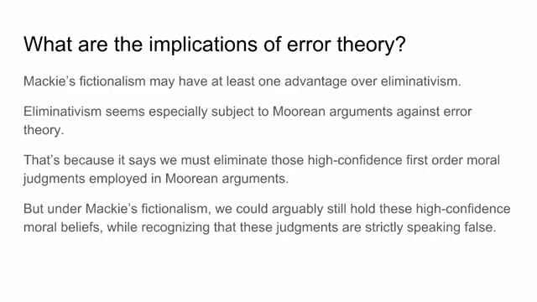But under Mackie's fictionalism, and fictionalism more generally, don't forget that we actually can carry on with moral discourse and we can carry on making moral judgments. We just have to know in the background that strictly speaking, they're all false. So what that means is that we could hold on to some of these high confidence judgments, for example, that torturing babies for fun is morally wrong. But what we couldn't hold on to is the judgment that it is true that torturing babies for fun is morally wrong. So there's a question here as to what degree fictionalism is subject to these moral arguments against error theory.